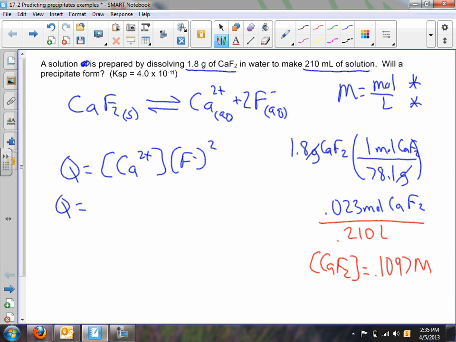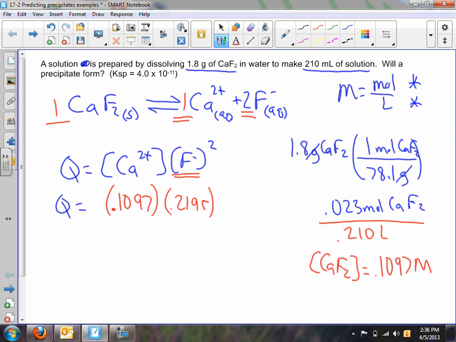Well, how does this work? If I know the concentration of calcium fluoride is 0.1097, then I also know the concentration of calcium is 0.1097 because it's a 1-to-1 ratio. Every one calcium fluoride will give me one calcium. How do you get the fluoride concentration? Well, every one calcium gives me 2 fluoride. So you just have to double your calcium. 0.1097 doubled is 0.2195.